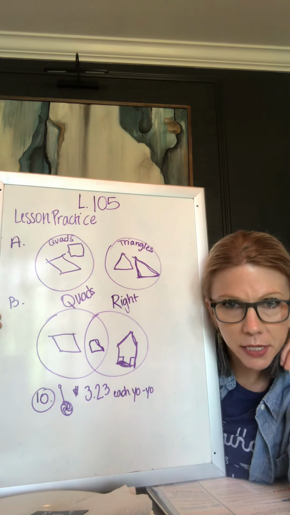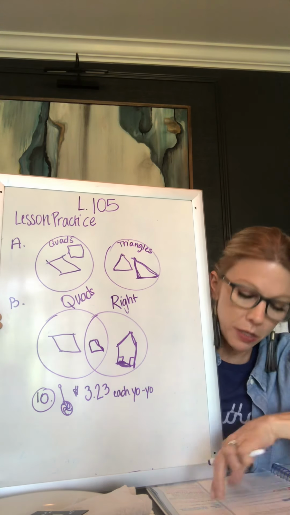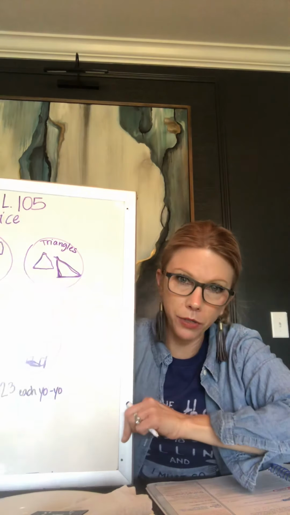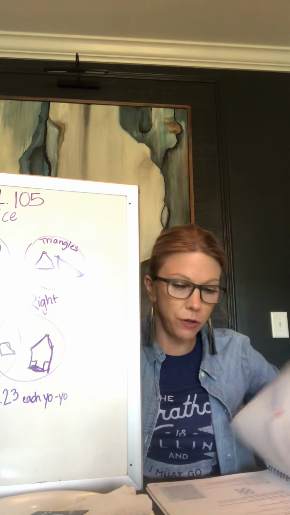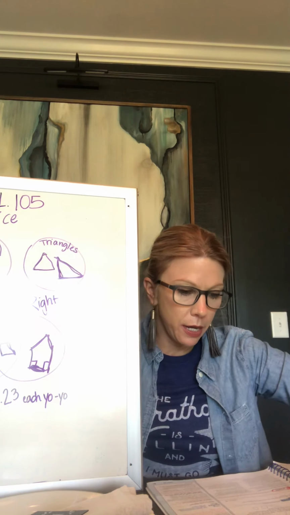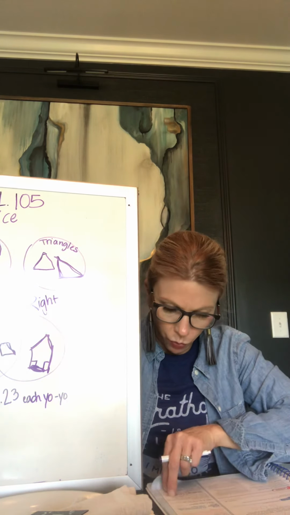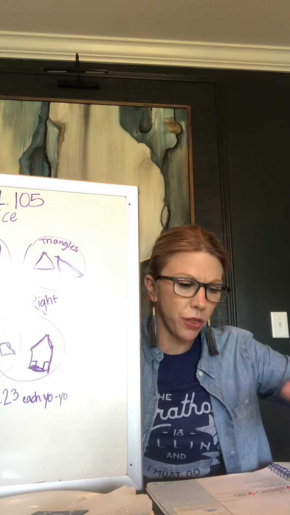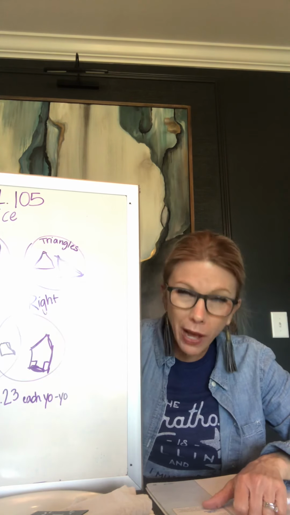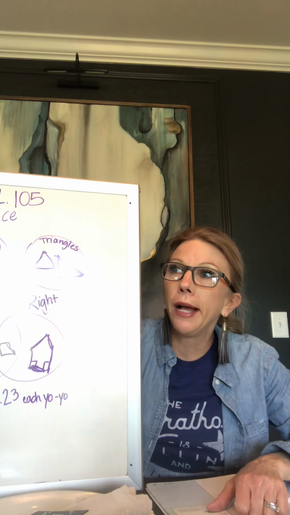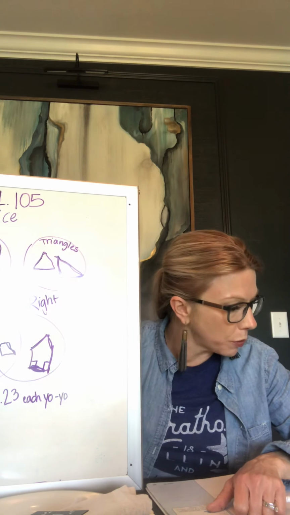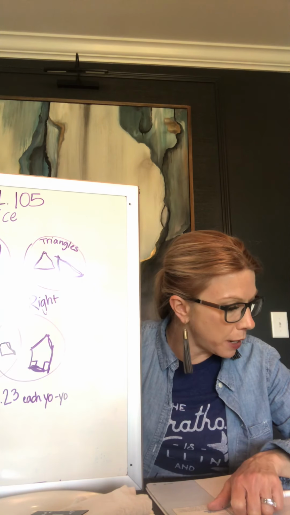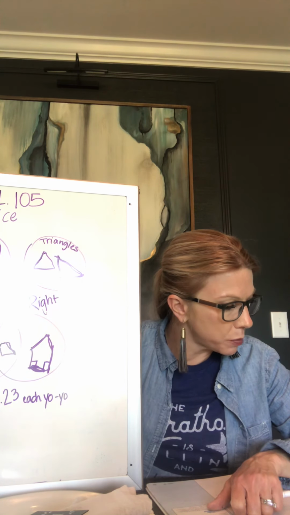Let's look at number 10 together too. This one is talking about estimating and whether or not you're going to have more than you need or less than you need. And with our estimation, with our rounding, with our compatible numbers, with rounding the nearest 10, rounding the nearest 100, I thought I'm just going to go over this one with you so that you have a little extra explanation here.